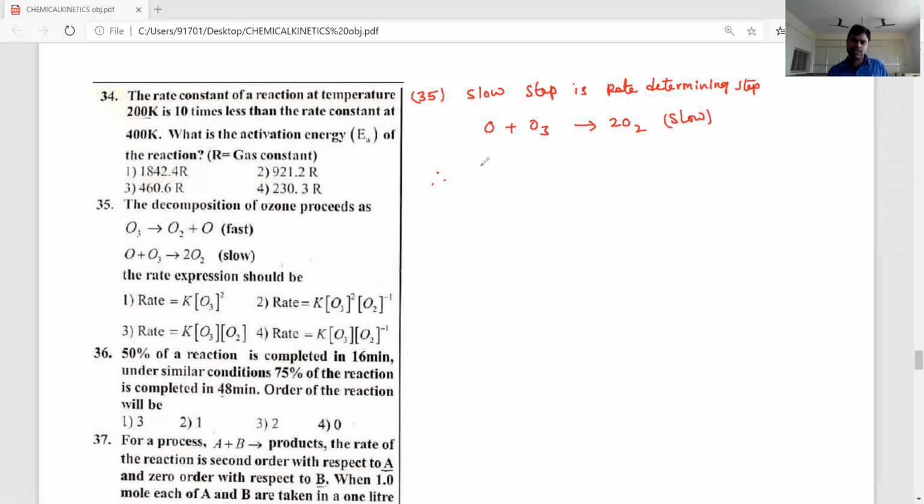Therefore, for this reaction, the rate expression is rate equals K into concentration of O3 to the power 1 into concentration of O. Okay, let's see, this oxygen atom means nascent oxygen atom. I am writing it like this.